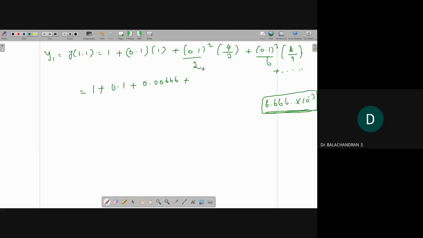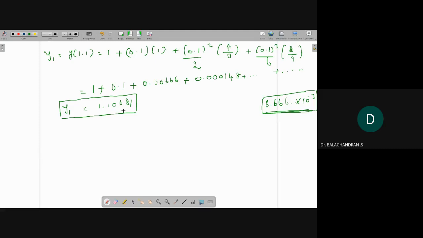Next, 0.1 whole cube divided by 6 into 8 by 9. 0.00148. Yes, sir. Okay, thank you. Plus and so on. This is a Taylor series, an infinite series, so you should put plus dot dot dot. After adding this, please check it. I will write the answer. If there is any correction, you can inform me. So 1.10681. Okay, I think there is no correction.